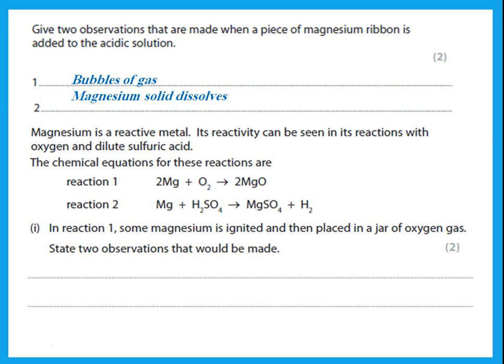So the first question says, in reaction 1, some magnesium is ignited and then placed in a jar of oxygen gas. State 2 observations that will be made. We said, what are the observations that we see when we burn magnesium in oxygen? Again, the magnesium burns with a bright flame and a white solid is formed, because magnesium oxide is a white solid.